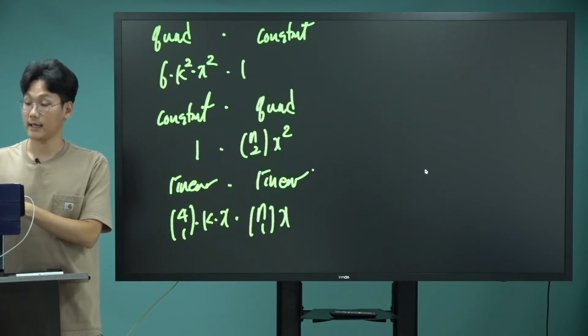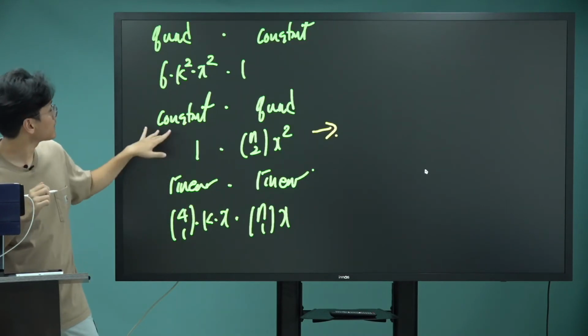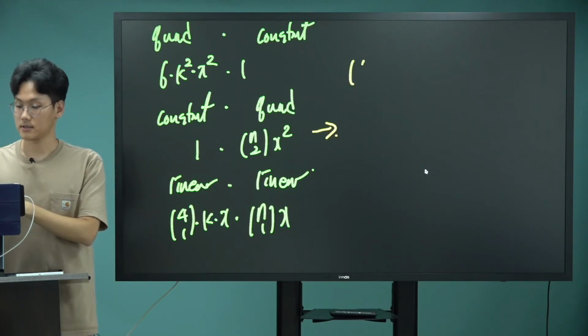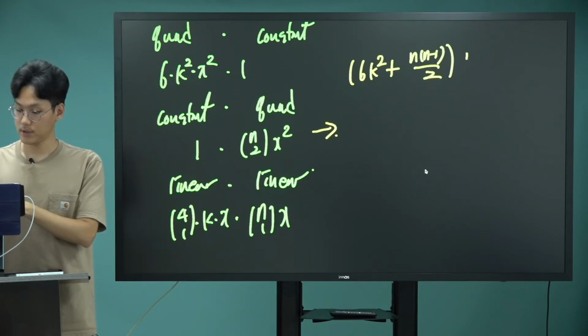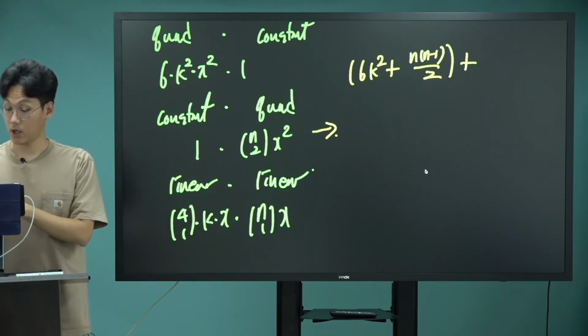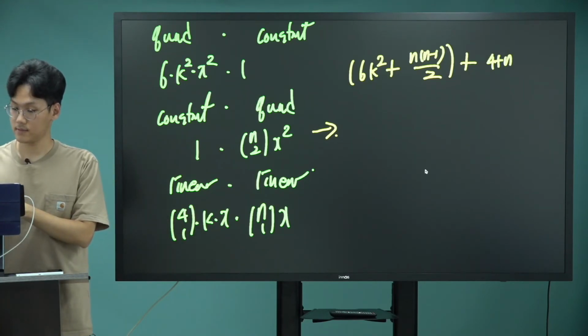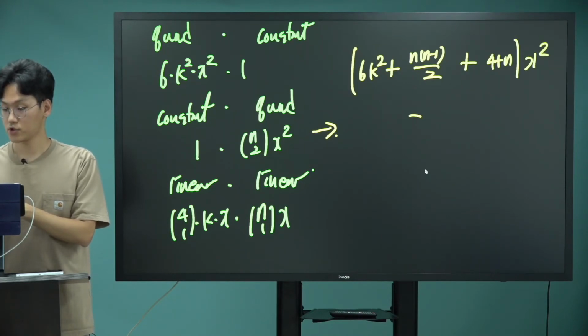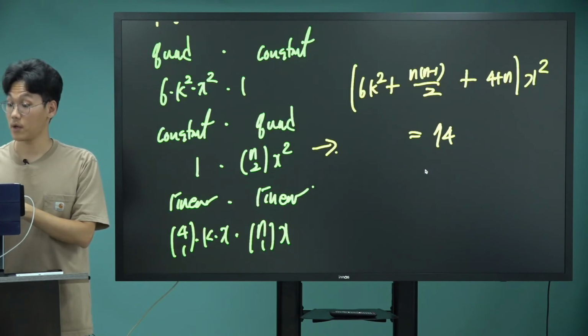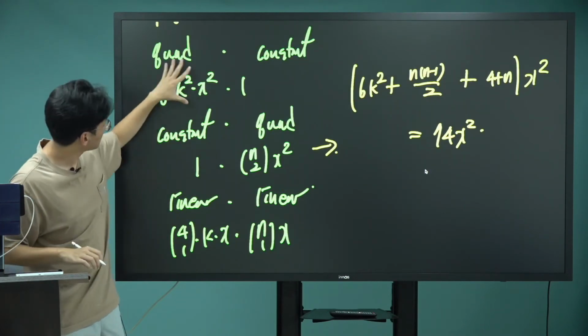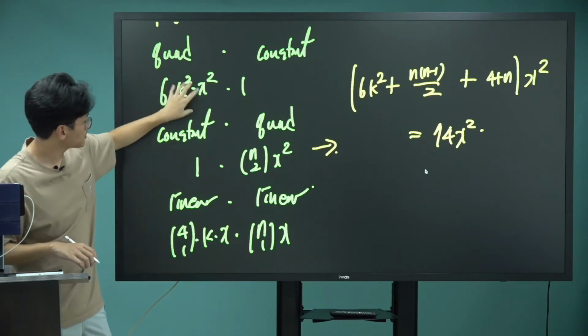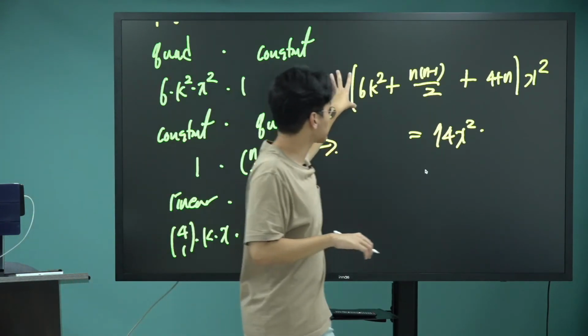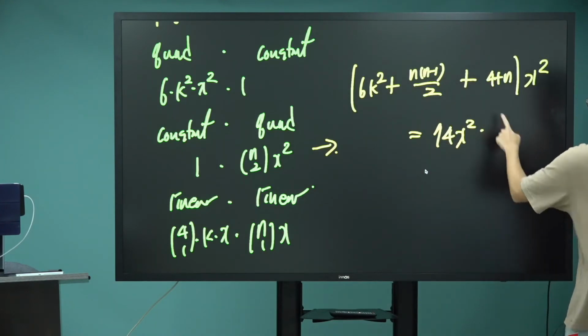So if we add them all together, what I have here is 6k squared plus, for this one, n choose 2, which is the same as n times n minus 1 over 2, plus, for this one, it's going to be 4 plus n. And if I group them, x squared should be now 74 x squared. So all that sum of the quadratic term coefficients should equal the coefficient of the right-hand side.